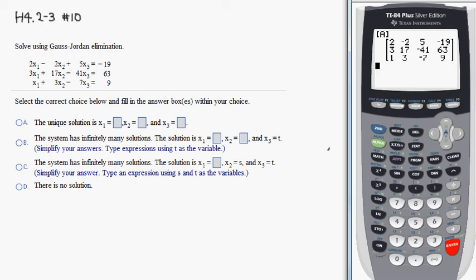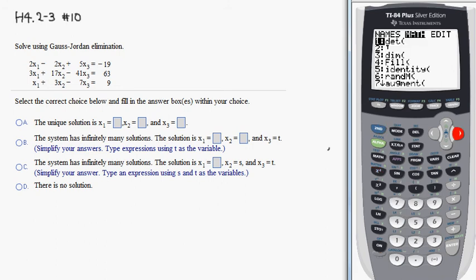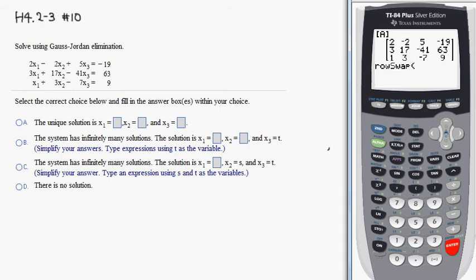All right, so the first thing we do is we want to turn this 2 into 1. The easiest way to get that is just to switch the first row and third row. So let's do that. We're going to go to matrix, math, and go up. There's something called row swap. So we're going to use that, with the matrix using answer, and swap row 1 and row 3.